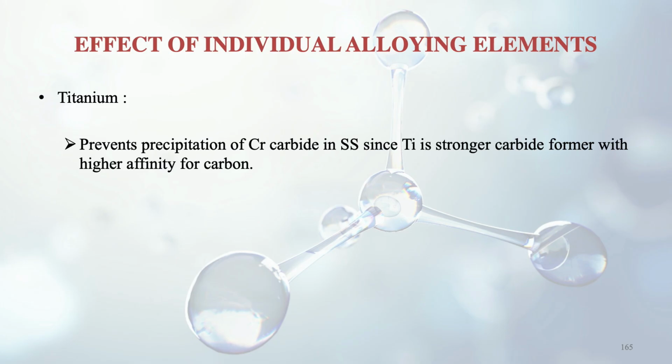And what about titanium? It prevents precipitation of chromium carbide in stainless steel, since titanium is a stronger carbide former with higher affinity for carbon. So we see in titanium that it has greater affinity for carbon. So the titanium will form the carbide first of all, thus precipitation of chromium carbide will not be there and it will be useful.